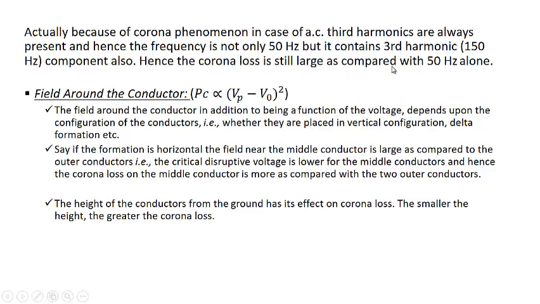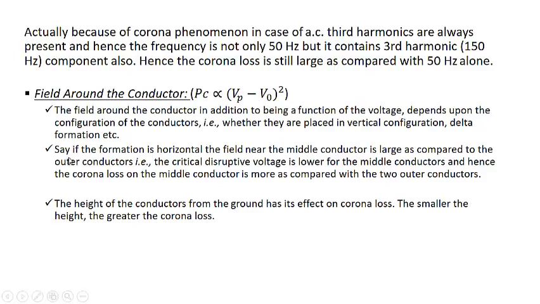So it has this disadvantage that it results in third harmonic components in the voltage, which results in additional corona loss. Now the field around the conductor depends upon this critical disruptive voltage. The field around the conductor will definitely be a function of the voltage, but it also depends upon the configuration of the conductors, because the field in general will be voltage divided by the distance, and that distance will depend upon the configuration of the conductors, whether they are placed in vertical configuration, delta configuration, or horizontal configuration.